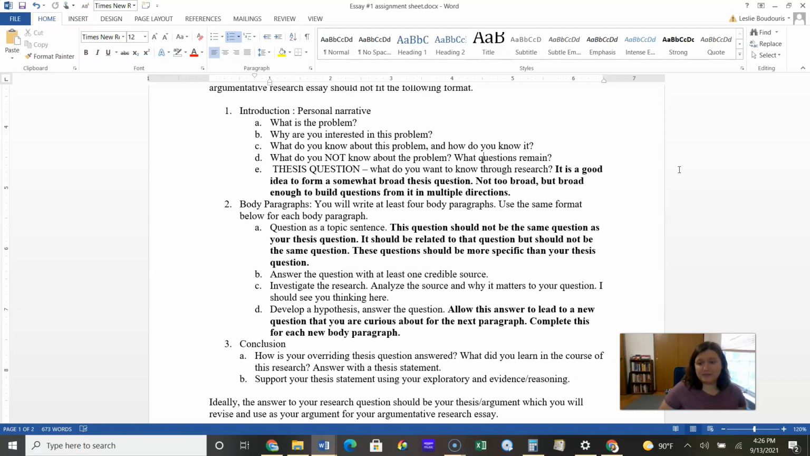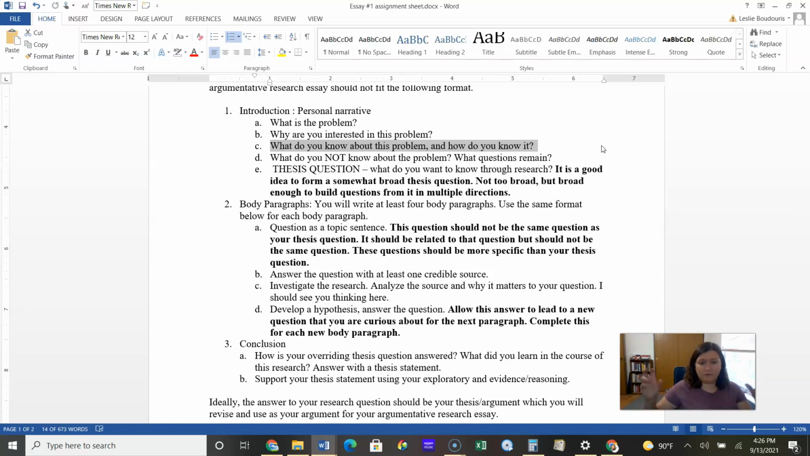Can be as specific as being in your everyday life, or just broadly about climate change, even if you have not been personally affected by it. Why are you interested in this problem? You should explain why you're writing about this. Why did you pick this? What do you know about this problem, and how do you know it? That question should be asked and answered before you do any extensive research. So you could go back and revise it, but this should be asked.